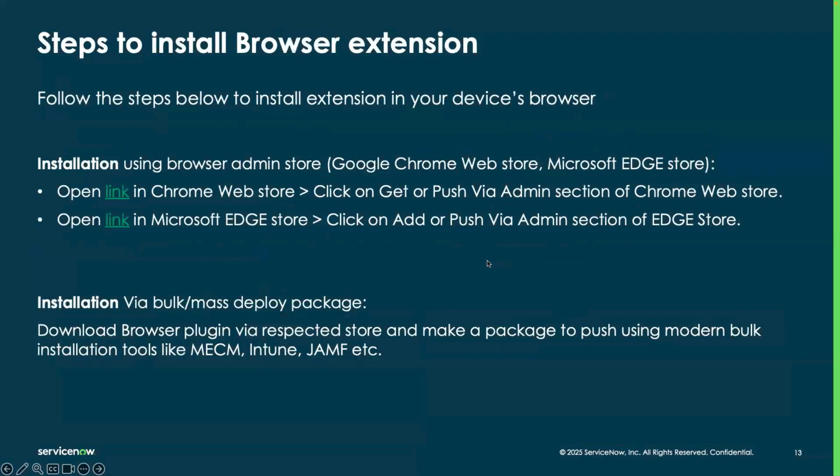Also, I want to call out steps to install the browser extensions, one of the key components to monitor the experience of employees with SaaS applications. So again, as part of the manual activity, we recommend using the browser admin store, and we do have the Google Chrome Web Store and Edge Store as well. You can follow this link. It is very simple. Get the plugin and done.